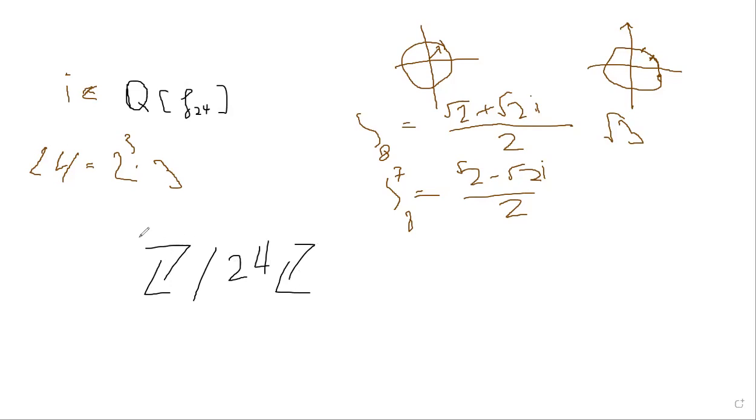And what is this? Hold on, it's this. So what is this? Can anybody tell me? I think it should be Z over 2Z multiplied by Z over 4Z. Would you say Z over 2Z multiplied by what? Z over 4Z.